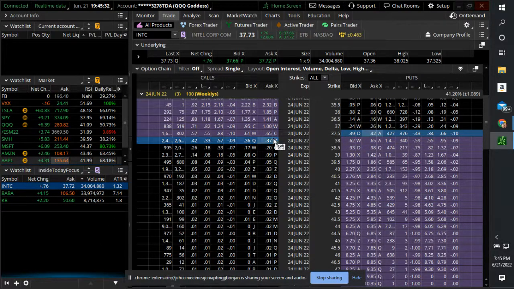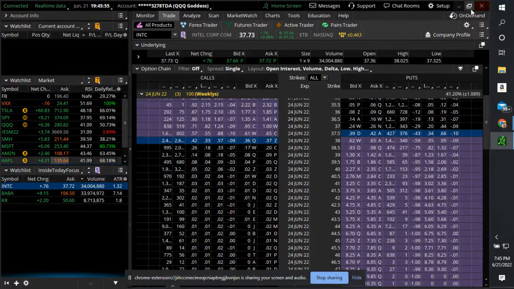So we're looking at 37 cents for the 38 strike, and we're looking at 39 cents for the 37.50 strike. We do not know which way the stock will go the next day. So therefore, we just copy and paste one of each.